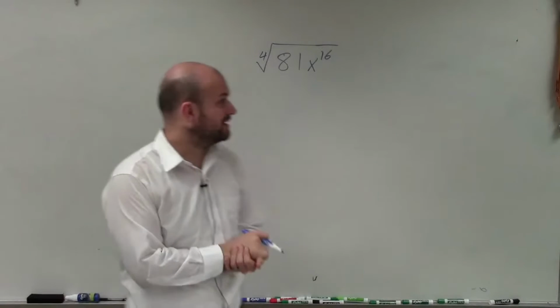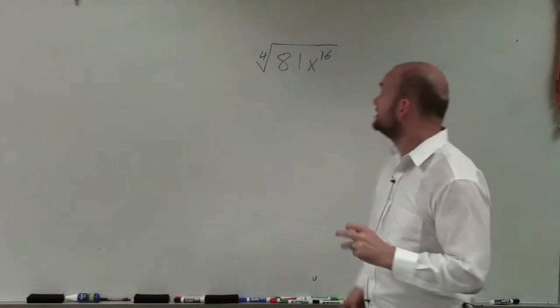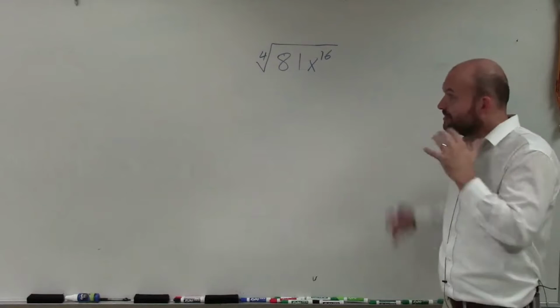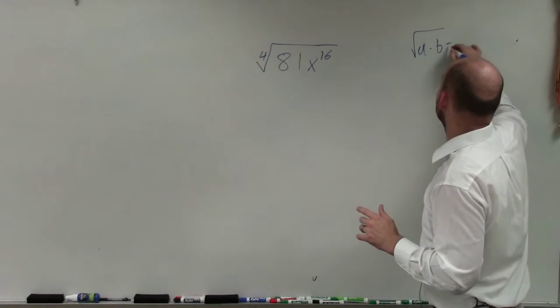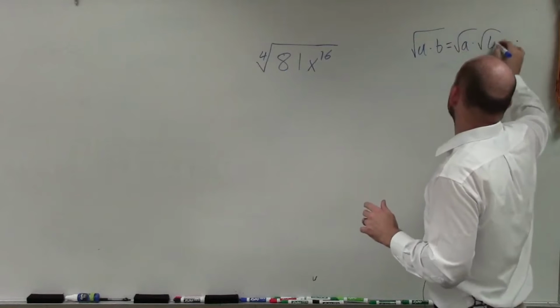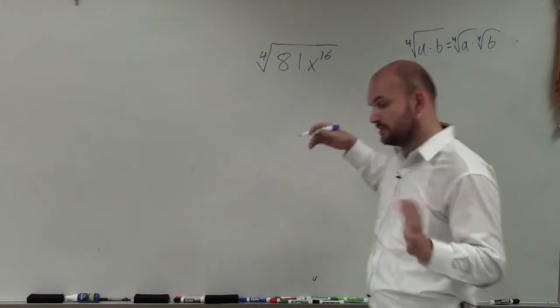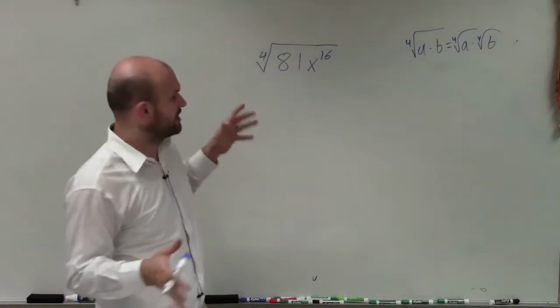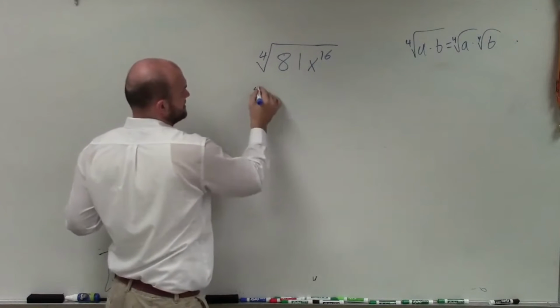Welcome, ladies and gentlemen. So what I'd like to do is show you how to simplify the fourth root of 81 times x to the 16th. Now, I'm going to do this in two separate ways. One thing that we noticed is that if you have the square root of a times b, that equals the square root of a times the square root of b. And it doesn't matter if that's the fourth root or the square root. So the first thing I'm going to do is break these up into dealing with the fourth root of 81 and then dealing with the fourth root of x to the 16th.